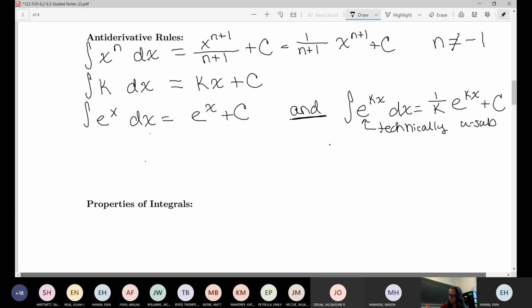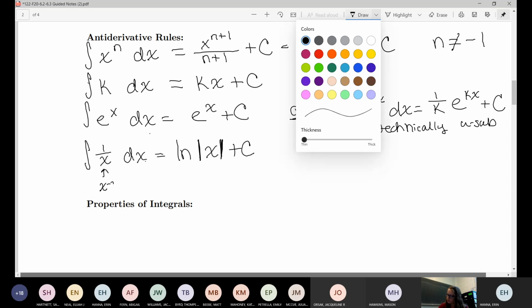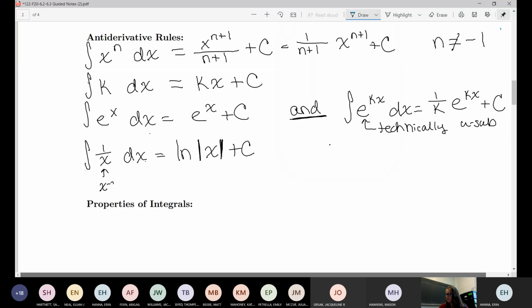So there it is. And then the antiderivative of 1 over x, which remember is technically x to the negative first, which is why we don't include the negative first case in the power one. This is going to be the natural log of the absolute value of x. Now let me explain why the absolute value is there. Let me do it in a different color. So here's why the absolute value is there.